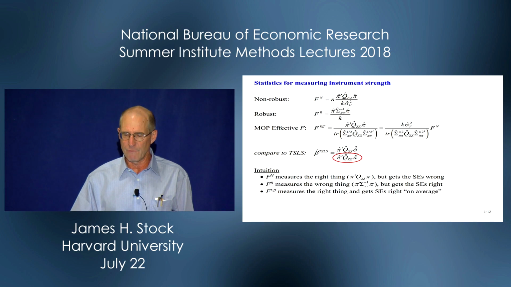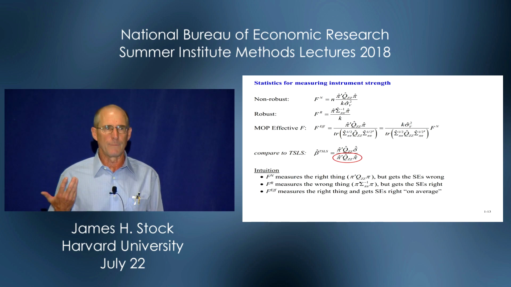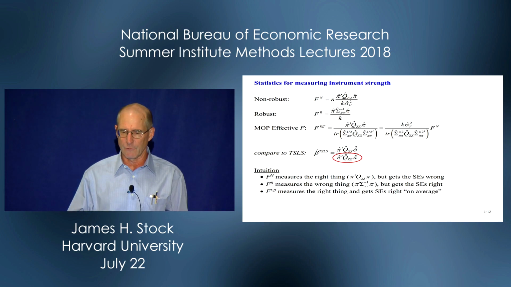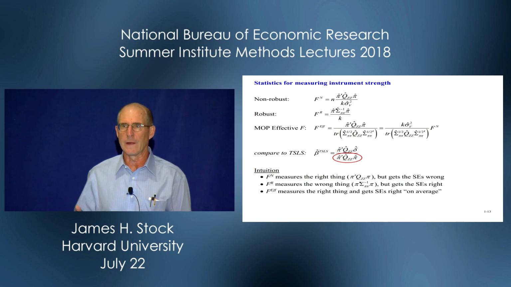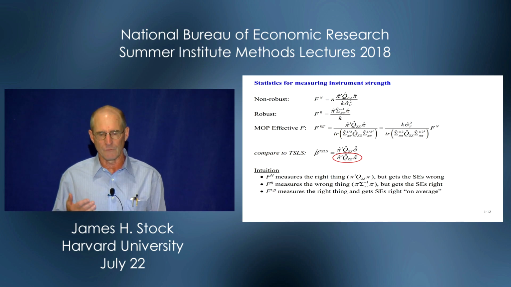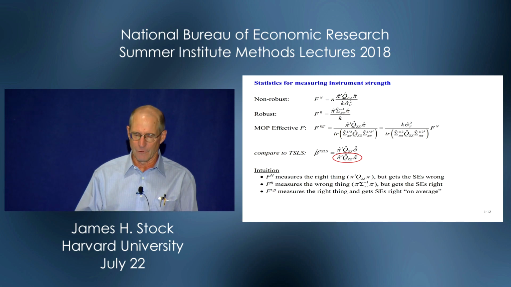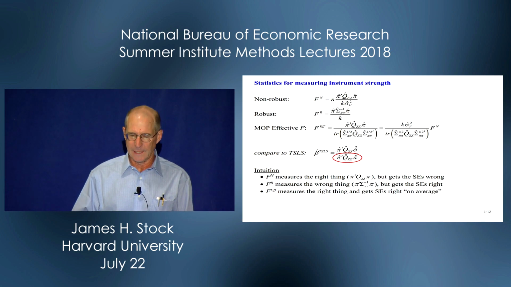You can rewrite it as the non-robust times a scale factor, and that scale factor is the ratio of the variance to some trace that involves the heteroscedasticity robust covariance matrix and the moment matrix of the z's. Where did that come from? And so we're going to have to try to explain that.